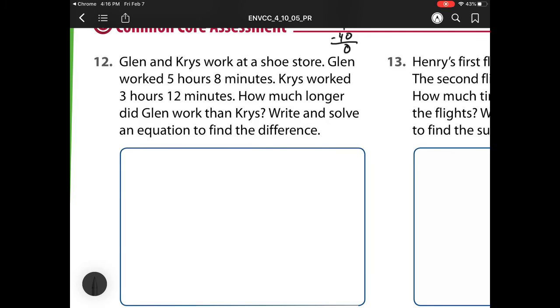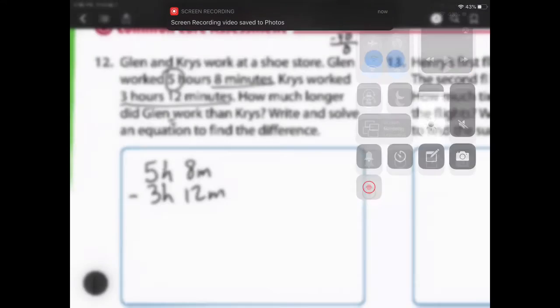For number 12, Glenn and Chris work at a shoe store. Glenn worked 5 hours and 8 minutes. Chris worked 3 hours and 12 minutes. How much longer did Glenn work than Chris? Write and solve an equation to find the difference. So here I have 5 hours, 8 minutes, minus 3 hours and 12 minutes.